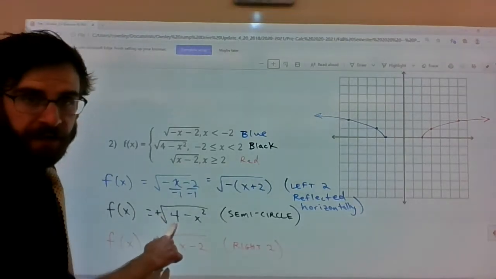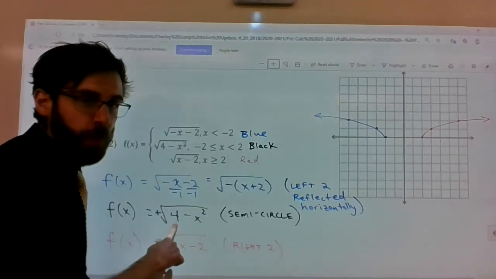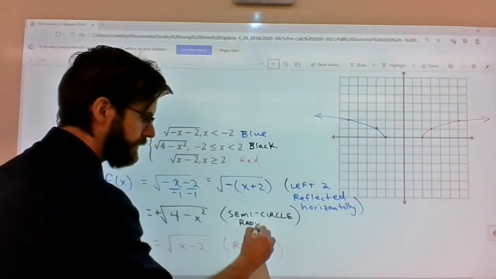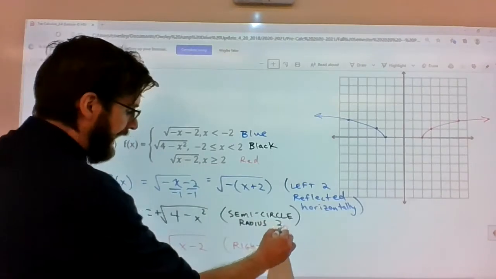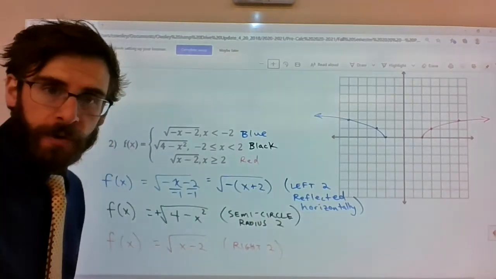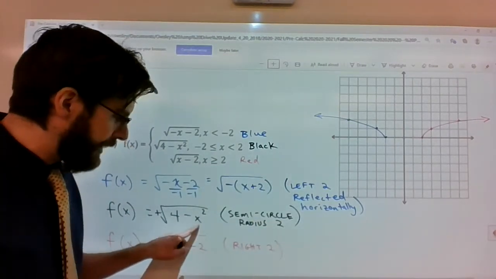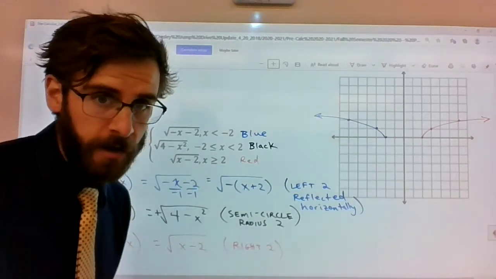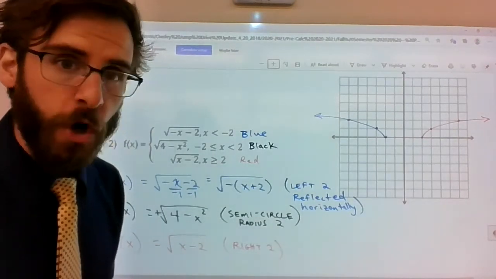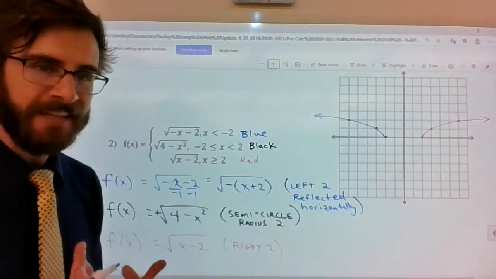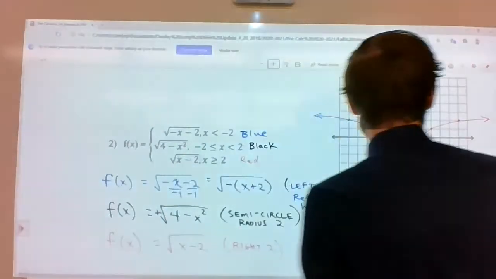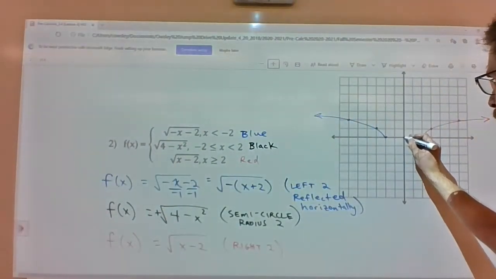The 4 right there is the radius squared, so it's got a radius of 2. And then it's centered around 0, 0. It's centered around the origin because there isn't a bunch of stuff happening with this x. Remember, it was x minus h squared plus y minus k squared equals r squared to get a circle's standard form. This is going to be center 0, 0.